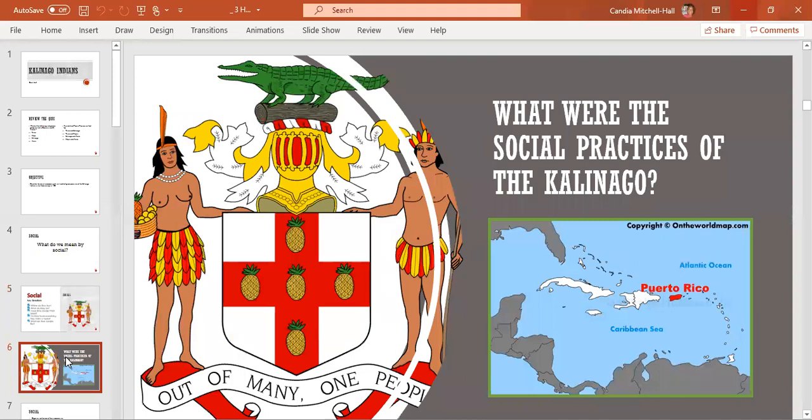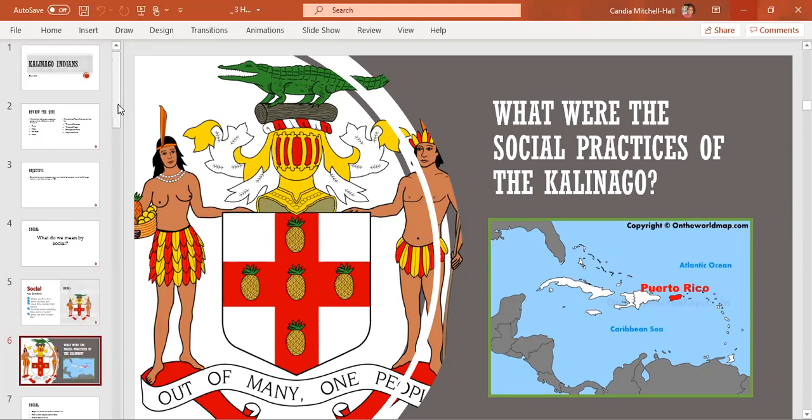Now, when we're looking at the Kalinagos, from your work from last week, Wednesday, what were the social practices of the Kalinagos? Anyone? So you're talking about how the caciques will marry more than one wife? That is one of their social practices, yes. Any other social practices, how they would have lived? What was their village like? Okay. So the caciques would live in one house by themselves.